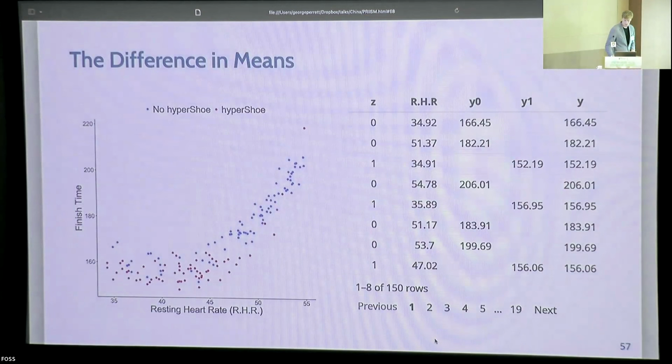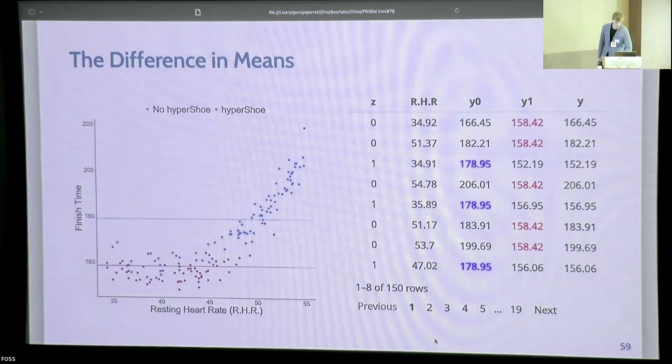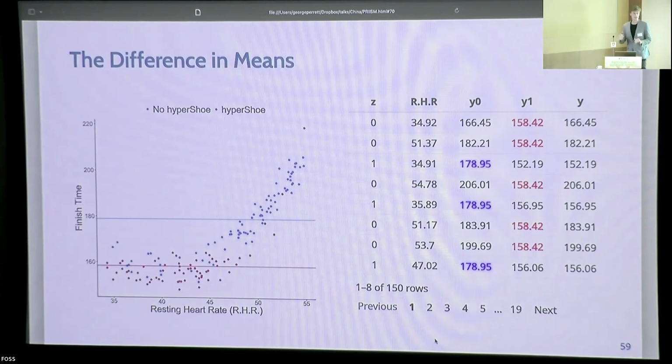Here's our data. We're going to start by doing the difference in means like we did before. So I can do the difference in means. Now these lines are really far apart. And remember, the difference in means is ignoring resting heart rate. And resting heart rate here is a confounder.